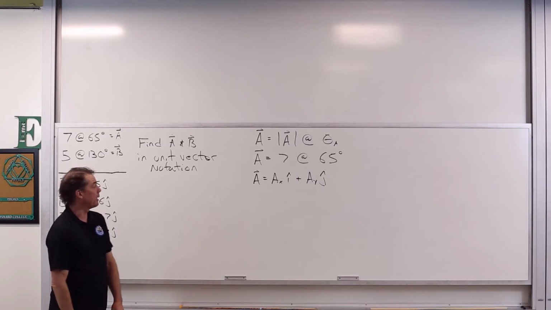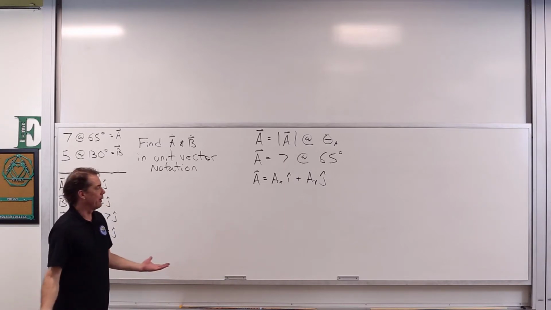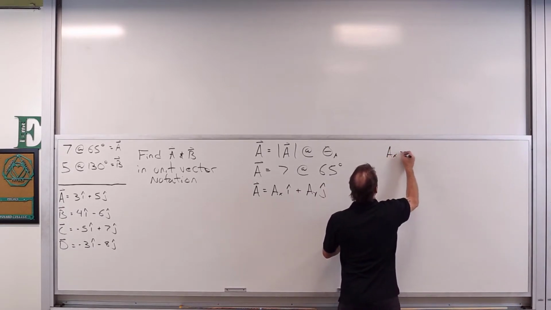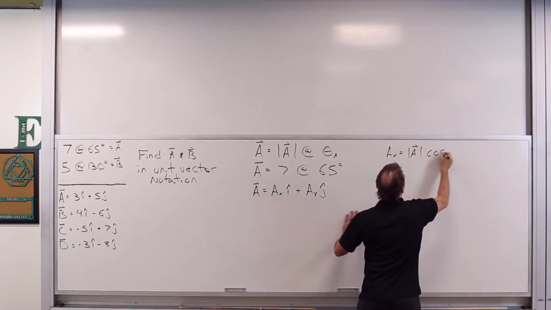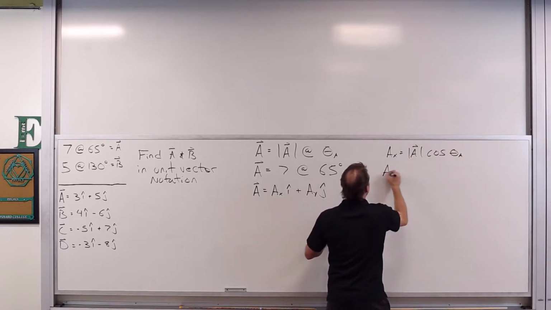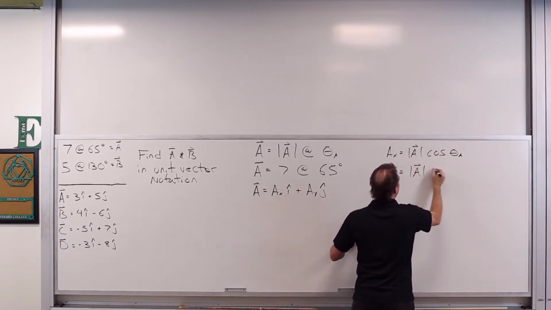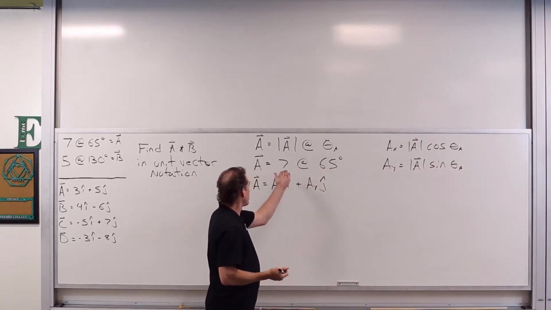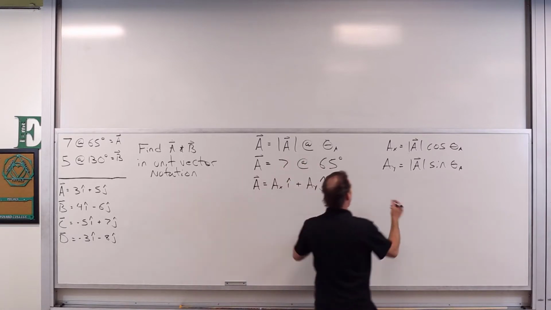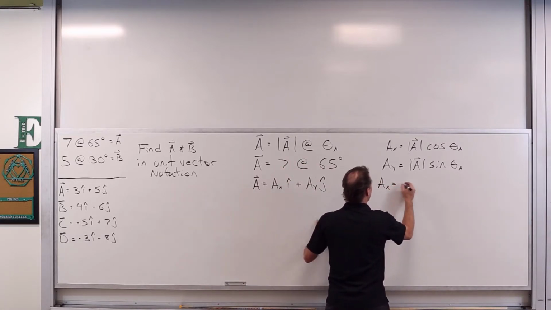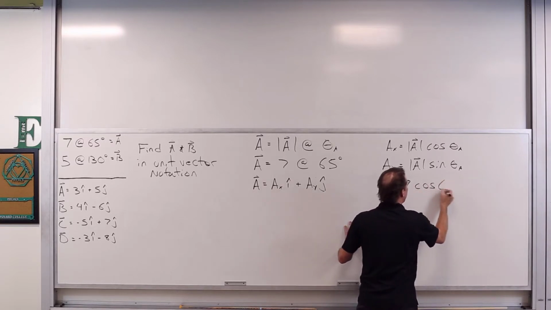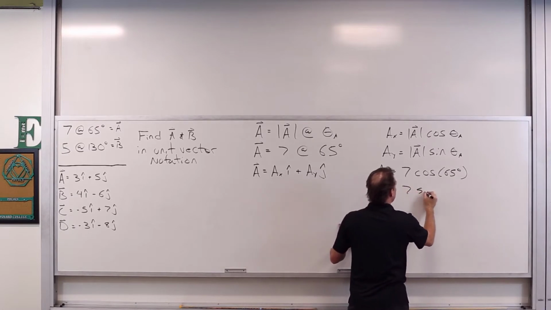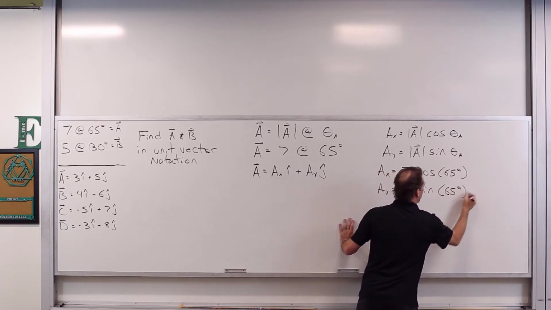So what do we need? We need the x component and the y component. How are we going to get it? That's right, we're going to go ahead and transform. We know this: A sub x is equal to the magnitude of A times the cosine of theta sub A, and A sub y is equal to the magnitude of A times the sine of theta sub A. We can compute that readily because we know the magnitude and the direction. Thus A sub x is equal to 7 times the cosine of 65 degrees, and A sub y is equal to 7 times the sine of 65 degrees.